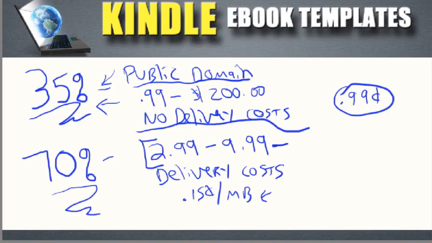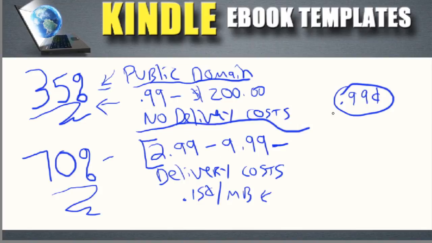What I recommend if you are doing a series of books is to have some 99-cent books to attract some readers, and then make some of your other books more expensive, like $2.99 or higher, so you'll get a mix of royalties.